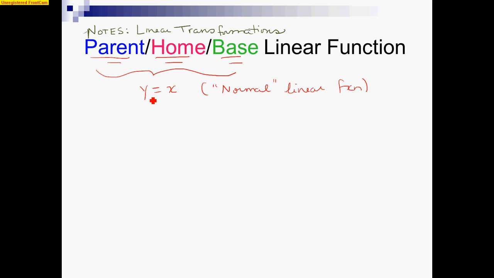And I will tell you that while I'm going to do that here, what IB is going to do to you is change the parent function and then ask you to explain, given a parent function, how I got a new function. So again, being able to start small and saying our normal is always going to be y equals x. That's how we're going to start.